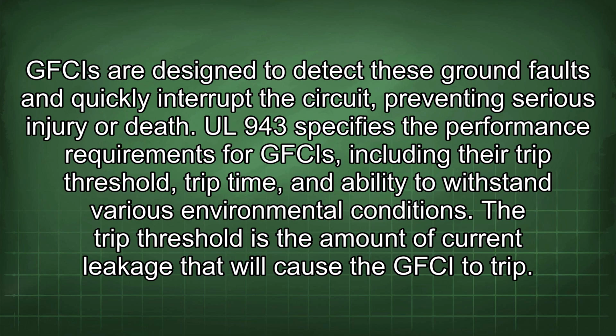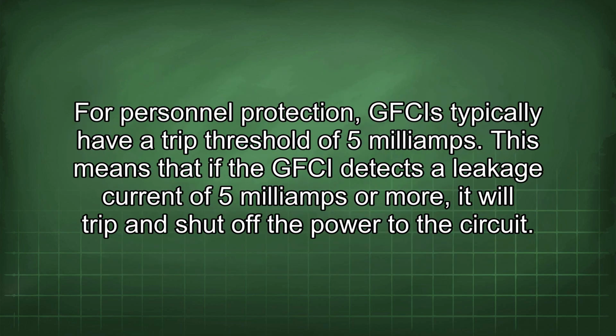UL 943 specifies the performance requirements for GFCIs, including their trip threshold, trip time, and ability to withstand various environmental conditions. The trip threshold is the amount of current leakage that will cause the GFCI to trip. For personnel protection, GFCIs typically have a trip threshold of 5 mA. This means that if the GFCI detects a leakage current of 5 mA or more, it will trip and shut off the power to the circuit.